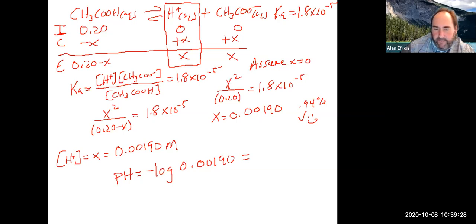That should give us 2.72, I believe. Yes, it is. And again, that is an acidic pH, which does make sense since this is an acid. Any questions on any of those steps? Again, pretty identical to the Ka type problems that we did earlier on in this chapter. Any questions on any of those steps, where we got any of the numbers or any of those things?